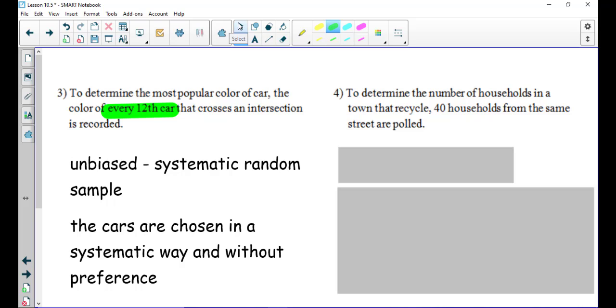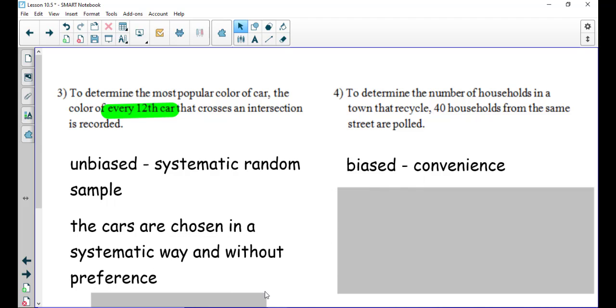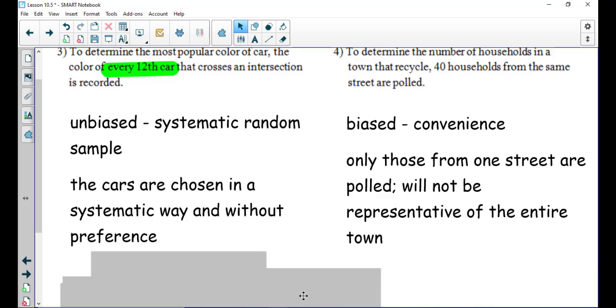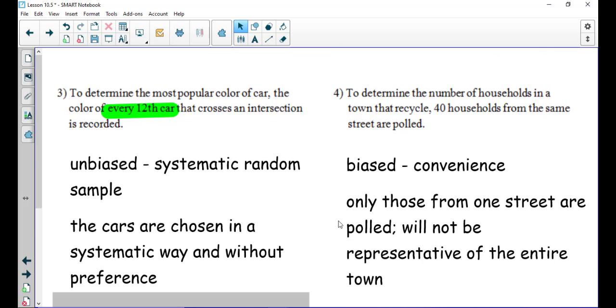Finally, number 4, to determine the number of households in a town that recycle, 40 households from the same street are polled. So as we think about this, and again, this is something we would discuss in class and give you a chance to talk with each other, this would be a biased sample. It's convenience. It's convenient to only poll those houses that are on the same street. I don't know how big this town is, but if we're only looking at that same street, although it's got 40 households on that street, we're only looking at one street in that town, which might encompass multiple neighborhoods, and we want to make sure to include all of those. So this would be a biased example, and it would be a convenience sample.